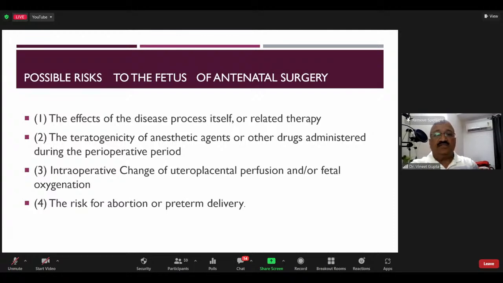Then intraoperative changes of uteroplacental perfusion and/or fetal oxygenation. Most of it has been discussed by Dr. Akilandeswari, but we will still revise it during our presentation. Then the risk of abortion or preterm delivery.